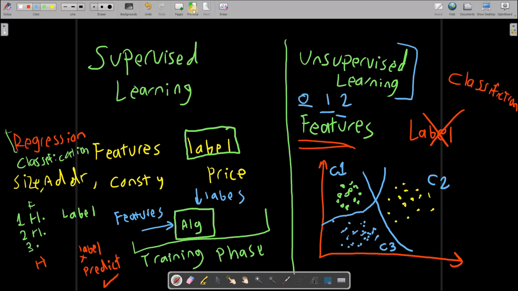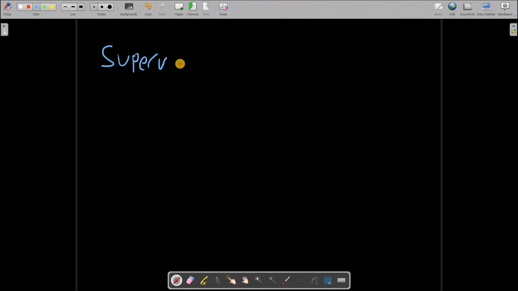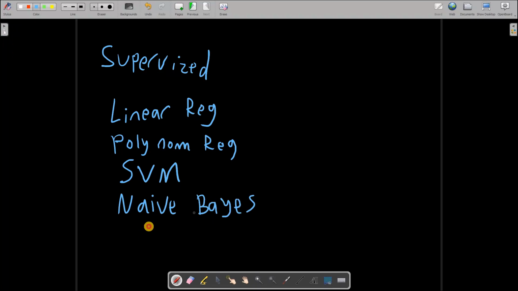Now let's give some examples on which algorithms are used for supervised and for unsupervised learning. So for supervised learning, we have algorithms like linear regression, polynomial regression, support vector machine, naive Bayes, random forests. Now all of those algorithms are supervised, and we are going to talk about them one by one.